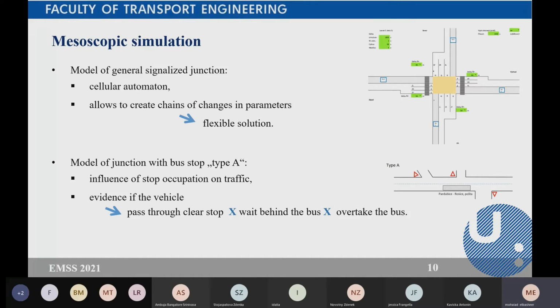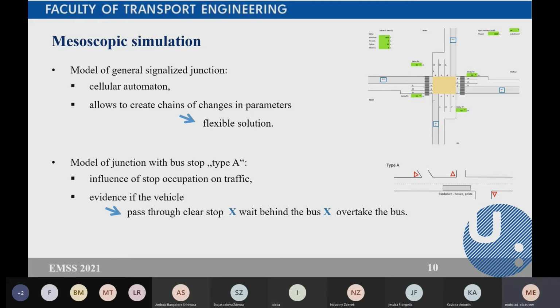Now let's turn to the second approach, mesoscopic simulation. Both models are based on scripts in Microsoft Excel developed by authors for this purpose. The first one is focused on general signalized junction. The model is based on cellular automation, and contains signaling plans, priority in driving, public transport stops. The main reason for the decision to develop this model is that it is not dedicated to one specific case of junction, and it allows to create changes in parameters.